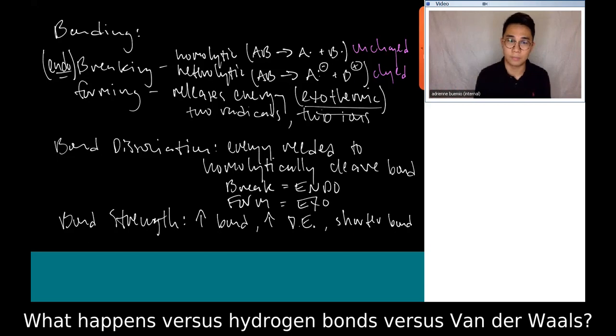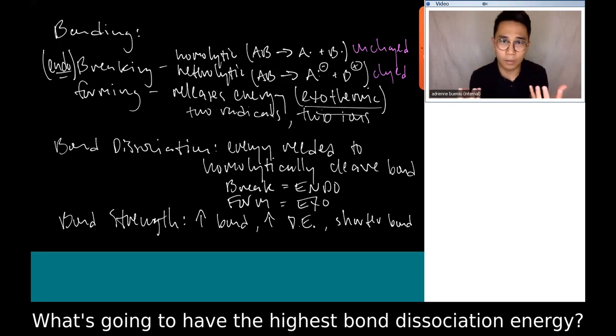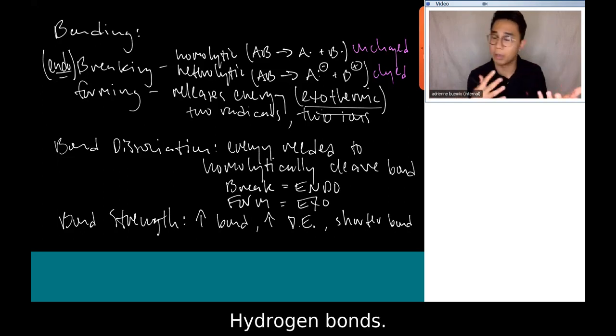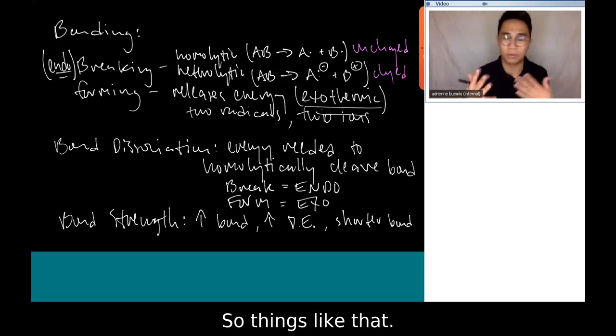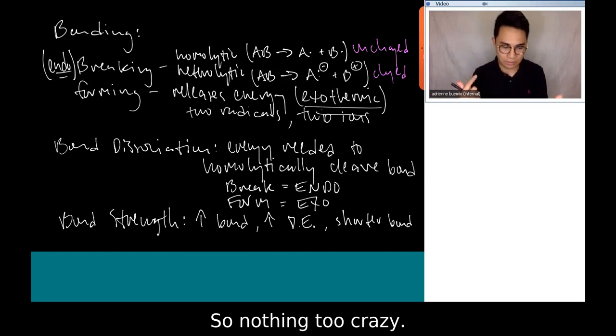What happens in... versus hydrogen bonds versus van der Waals? What's going to have the highest bond association energy? Hydrogen bonds, they're going to be stronger. So things like that. Nothing too crazy, it's just all concepts.